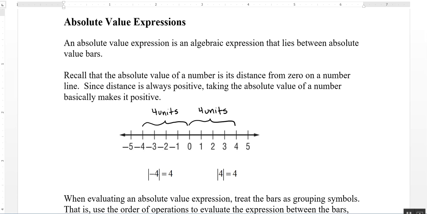Here's an example. So we have a number line, and we have that the absolute value of -4 is equal to 4, and that's because the distance from -4 to 0 is 4 units. Then we also have that the absolute value of +4 is also 4 because the distance from +4 to 0 on the number line is 4 units.